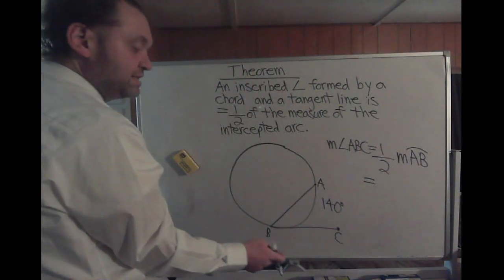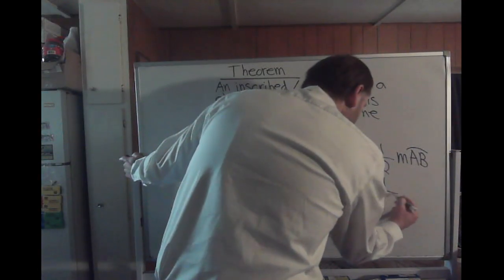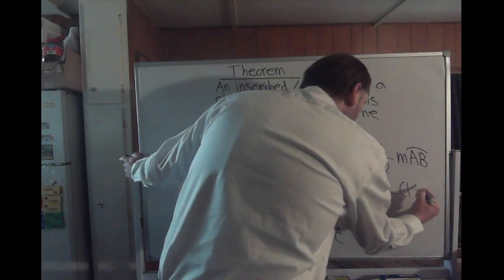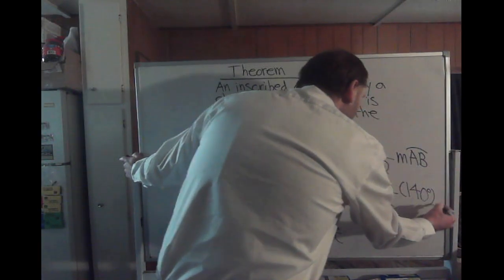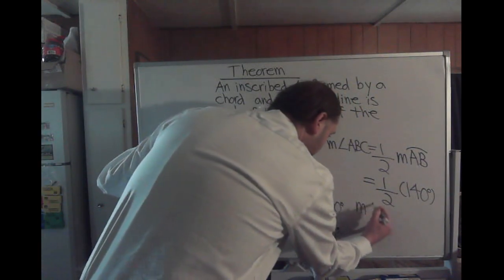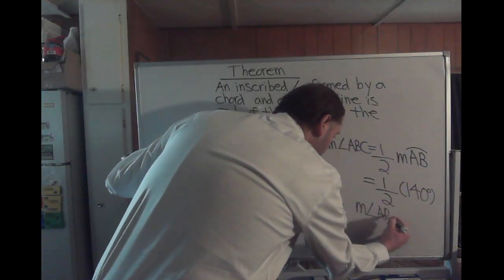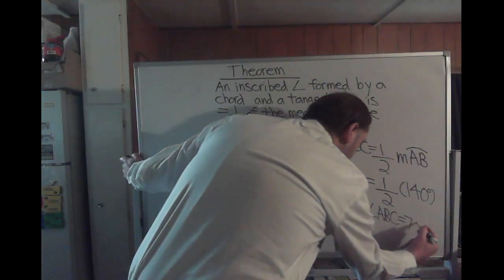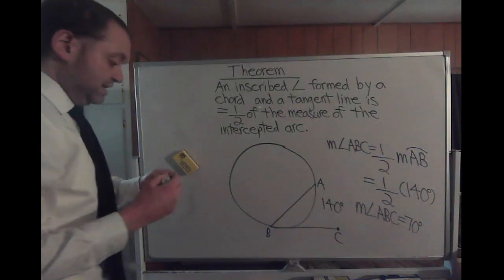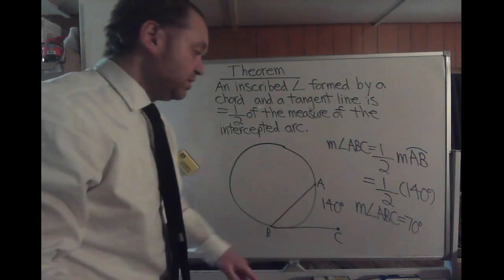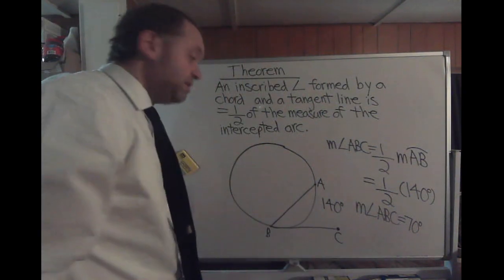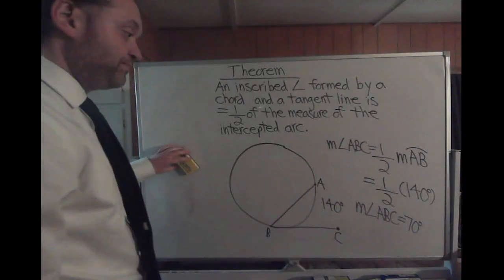Arc AB has a measure of 140 degrees. So the angle would be half of 140 degrees, which means the measure of angle ABC would equal 70 degrees. Since it's half the measure of the intercepted arc, the measure of angle ABC ends up being 70 degrees.